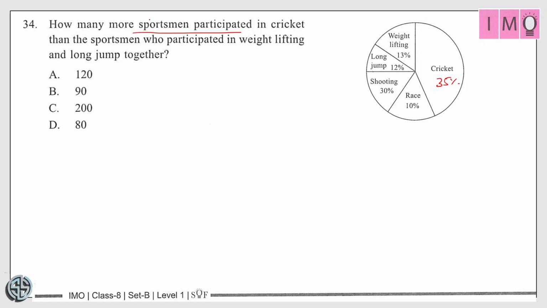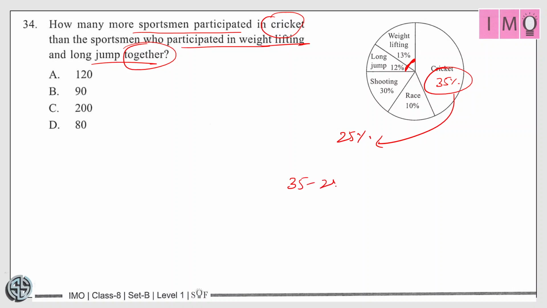In cricket, how many more sportsmen participated in cricket than who participated in weightlifting and long jump together? So weightlifting plus long jump will become 25%. Now in cricket you can find it is 35%. So how many more percent? You can see 35 minus 25%, 10% more men are participating.